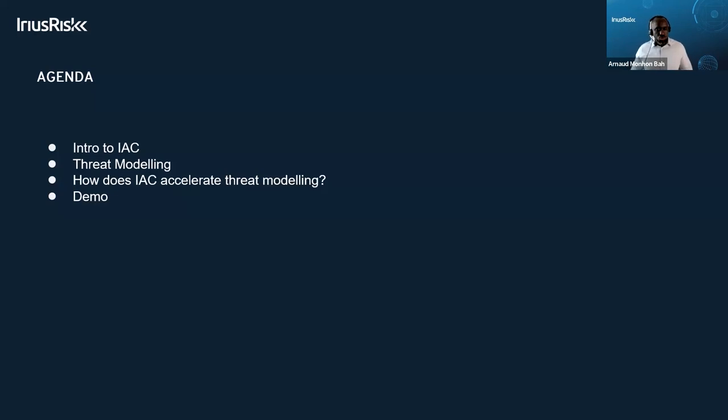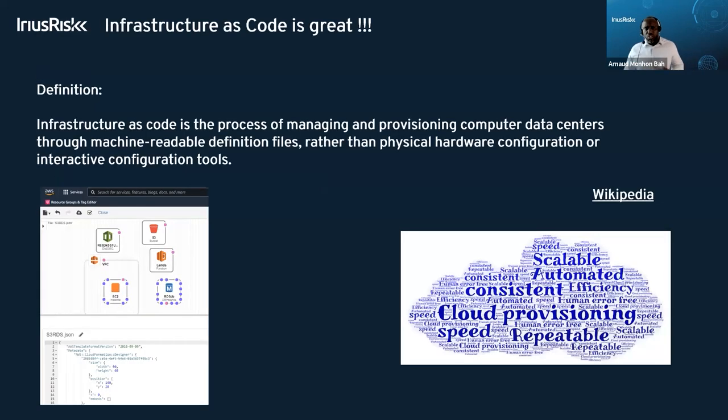Okay. So with no further ado, I will start with a very quick introduction to infrastructure as code. And all I can say is that this is a great thing to have, right? So what does it actually do? Let's have a look at the definition from Wikipedia. Infrastructure as code is a process of managing and provisioning computer data centers through machine-readable definition files rather than the physical configuration or interactive configuration of tools.